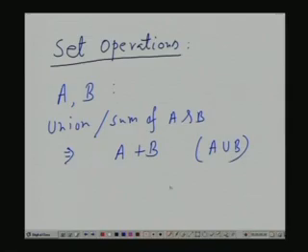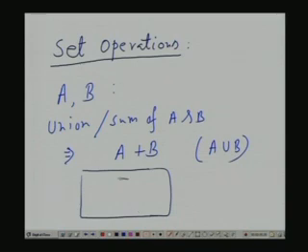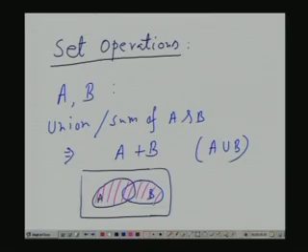Okay. So, if you have a Venn diagram like this, suppose this is A and say this is B, then A union B will be this entire stuff. Okay, this is A union B. We call it A sum B also.